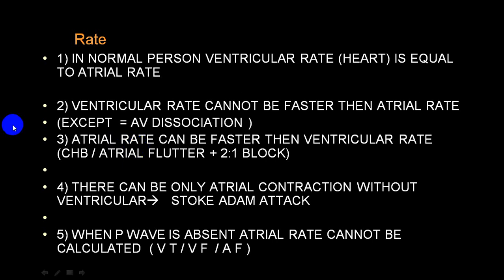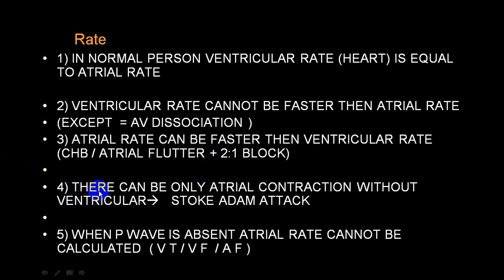Another classical example is a complete heart block, where the atrial pacemaker rate is always more than the ventricular pacemaker rate, because the idioventricular rhythm rate is less than 40 while the atrial rate is between 60 to 100. Hence in a complete heart block the atrial rate is always faster than the ventricular rate.